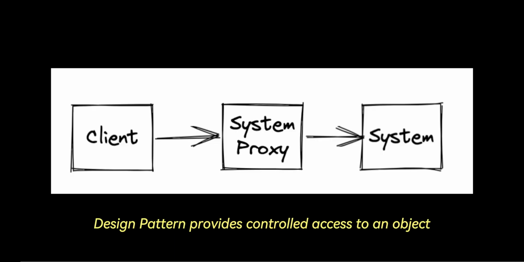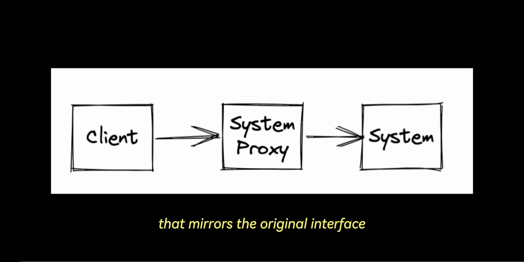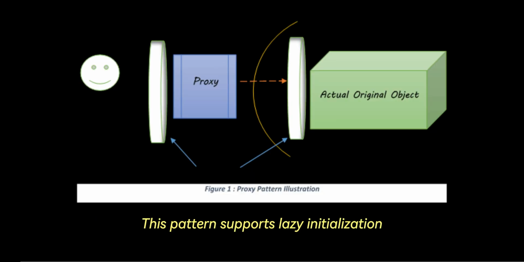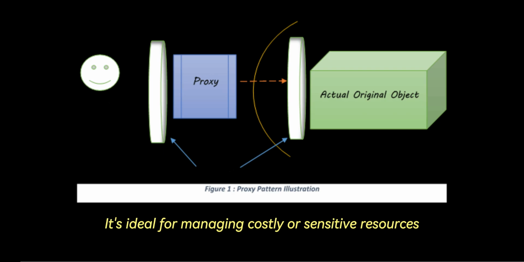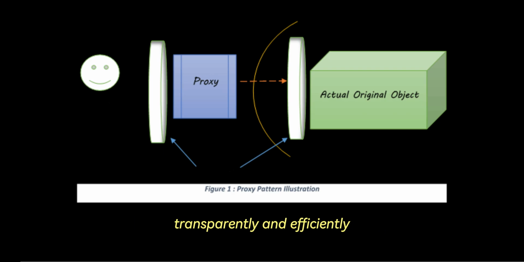The proxy design pattern provides controlled access to an object by using a substitute that mirrors the original interface. This pattern supports lazy initialization, or delaying resource-heavy object creation, access control, or adding security or logging, and delegation, or forwarding requests to the real object. It's ideal for managing costly or sensitive resources transparently and efficiently.